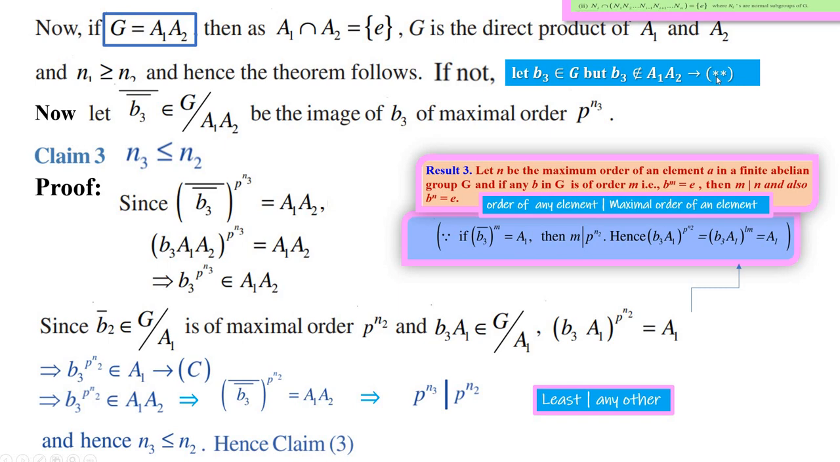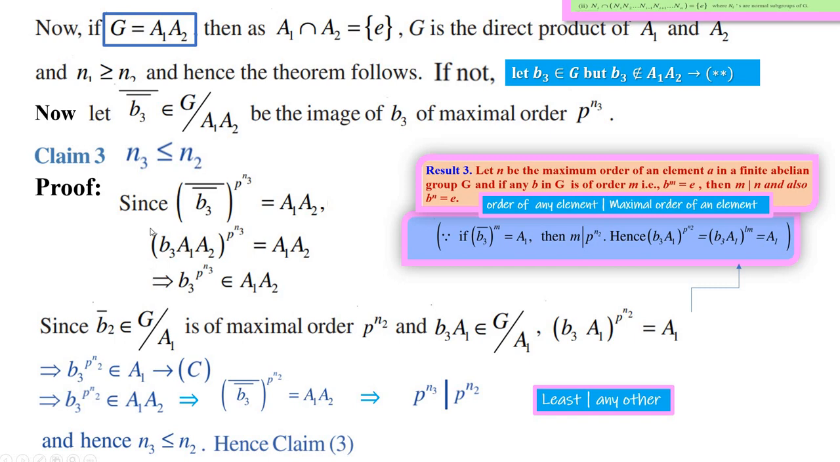Name that as statement double star. Now we consider B3 bar, which is a member of G mod A1 A2, and that be the image of B3, of maximal order P power N3. Again, the same canonical homomorphism. Here that bar should come, of maximal order P power N3. So this is our assumption. Let B3 bar be an element of this of maximal order P power N3. Now we claim that this N3 is less than or equal to N2.